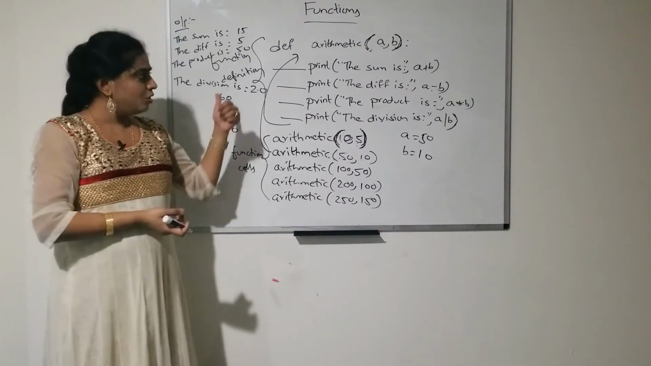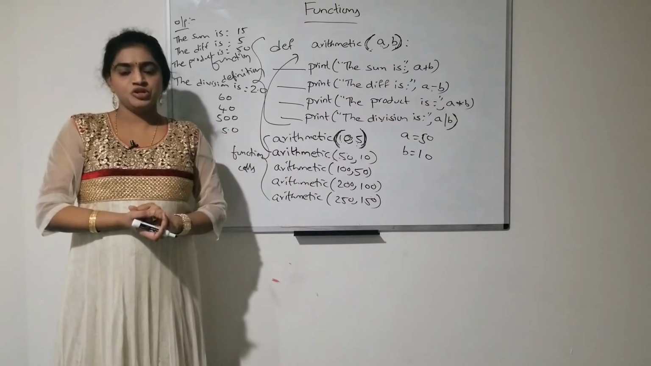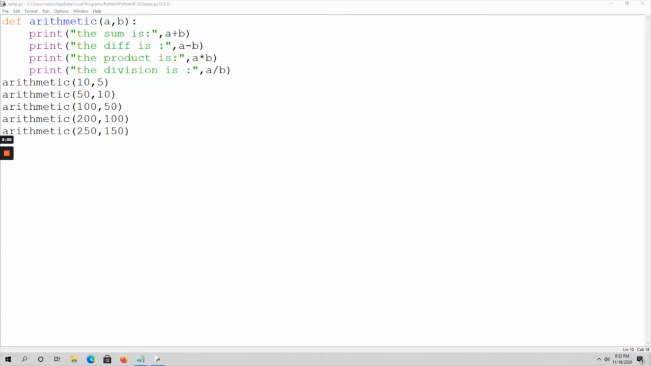Now let me show the execution of this program. This is the function program. Here you have to define the function. def is the keyword, and my function name is arithmetic. Here I have passed arguments a comma b. This is the function definition, and here I have called the function 5 times with different values as arguments. First, save the program.